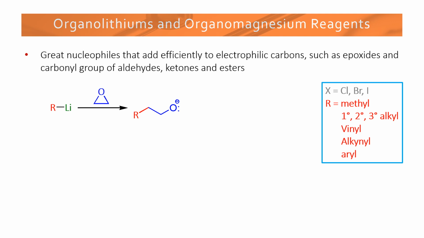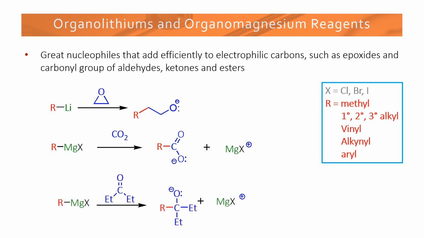Of course, they make great nucleophiles and add efficiently to electrophilic carbons. Such as here, we've got a 2-carbon coupling with ethylene oxide. We can also have here carbon dioxide reacting to give us a carboxylate. Herein, we can see a ketone reacting to give us a tertiary alcohol.